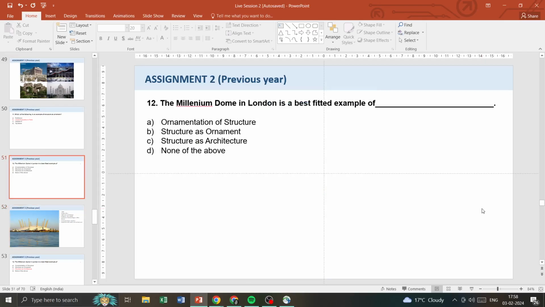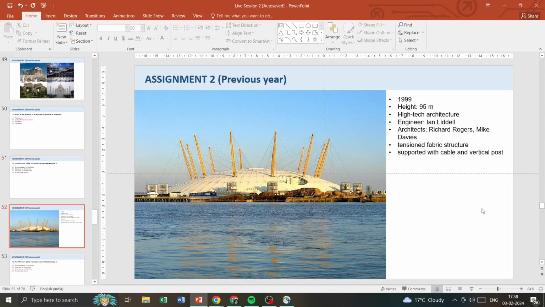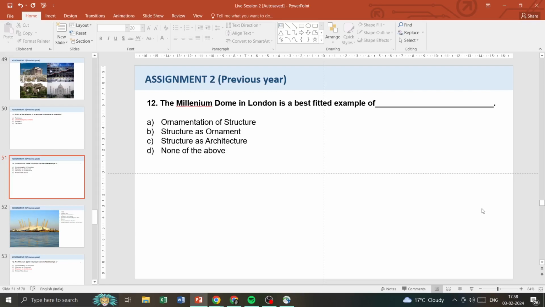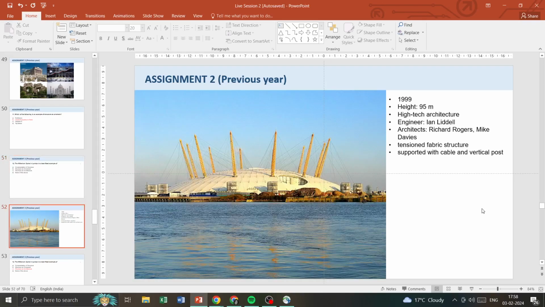As I've explained already, ornamentation of structure, structure as ornament, and structure as architecture. When you look at this image, this is definitely not ornamentation of structure, as this is not a regular post and beam structure which is being decorated. Secondly, structure as ornament, not really. It can be considered as such, but here most importantly it is structure as architecture, because the whole tension fabric structure that this dome uses, the entire structure itself is the building.